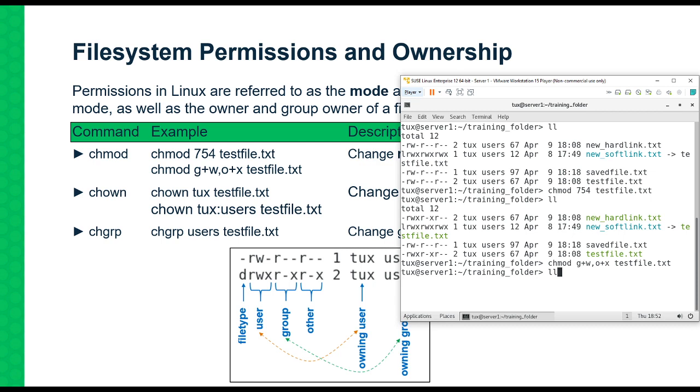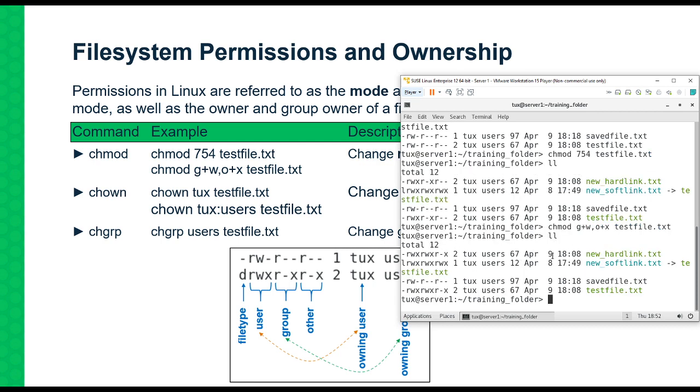Let's do a ll again, and now you will see my file. Where's my previous one? There's my previous one. It didn't have write permissions. There we go. That's right. And now it does have write permissions over here. And we've added the execute permissions to our other group, the o for other.